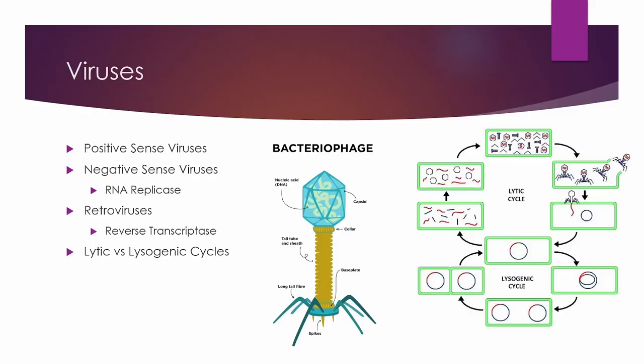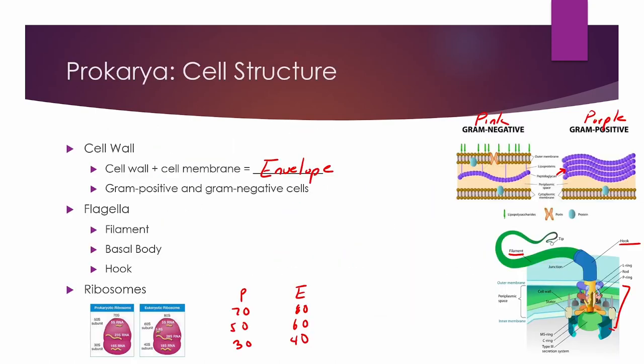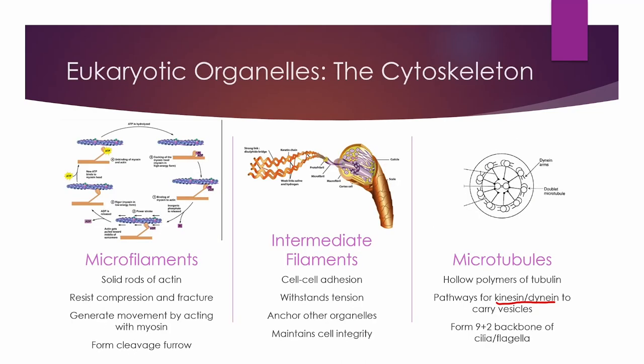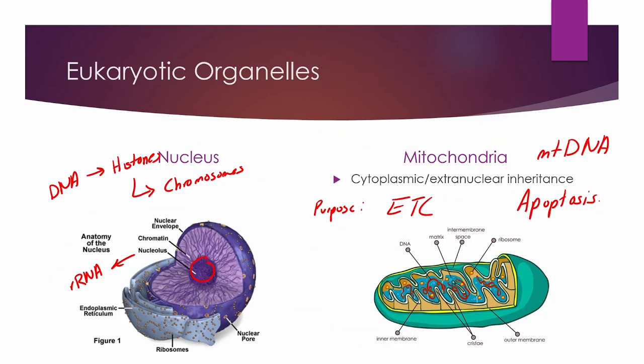Alright, that's all I have for you guys today. I hope you were able to learn something. We covered viruses, cellular reproduction, prokarya, eukaryotic cytoskeletons, and most importantly, the eukaryotic organelles. Like I said earlier, the nucleus is the most important part of the cell that will be tested, and the mitochondria is the second most important, so please study these in detail.